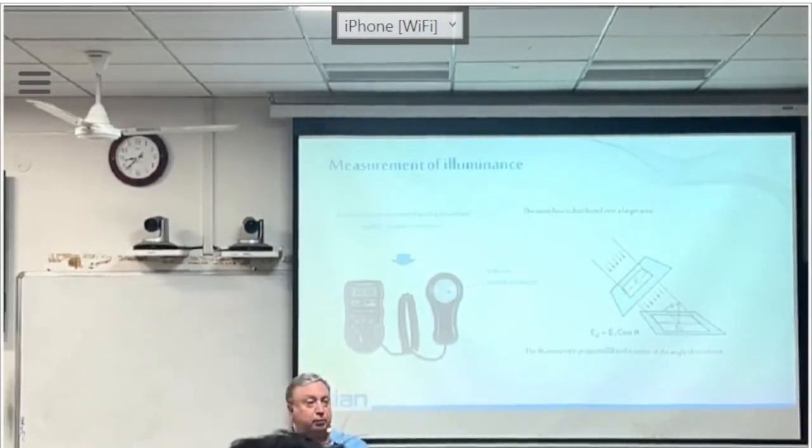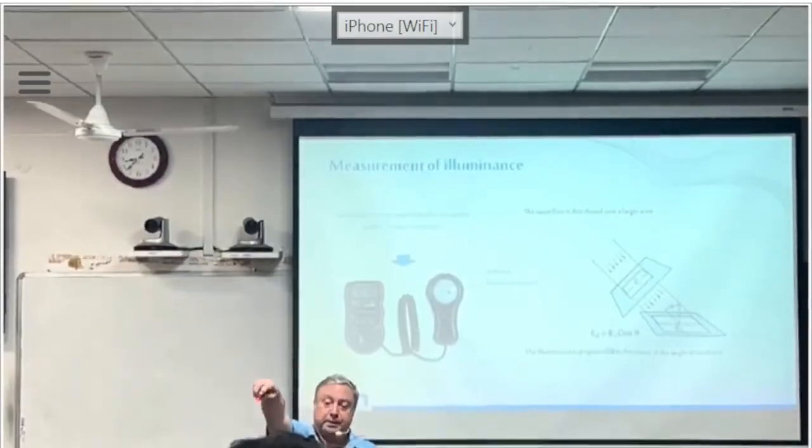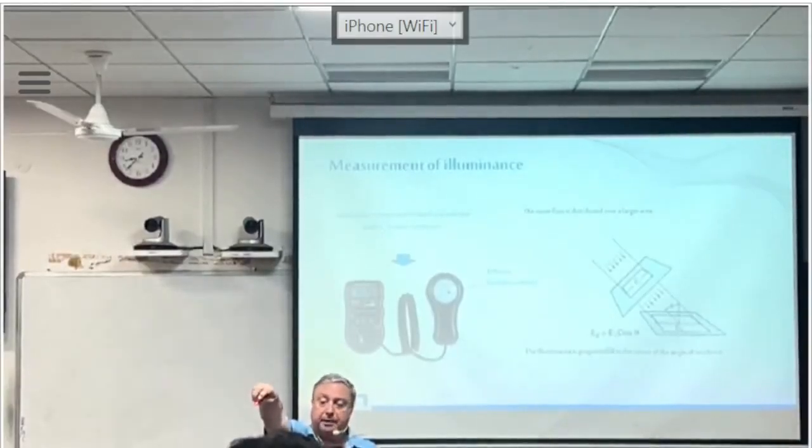You understand that when you buy something for 4,000 rupees, it's not calibrated. That means you cannot measure the absolute illuminance here, but you can say here I have 2 times more illuminance than here. In relative terms, it works okay.